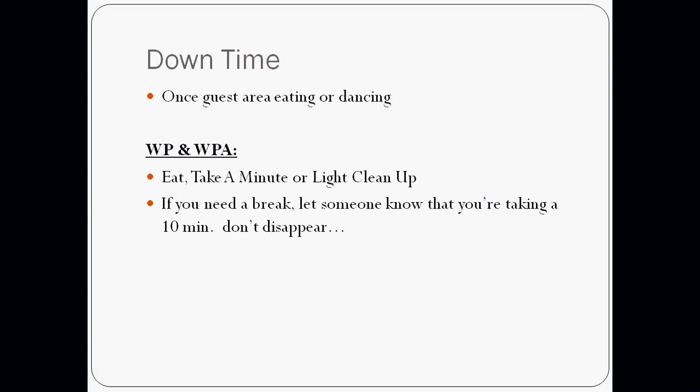During downtime, once we're done eating, once you've taken a break, if there's still a lot, we do light cleanup, like if we notice something in the ceremony needed to be picked up or something in the cocktail hour. That's when we go back and get those items if we didn't have a chance to do it prior to that, okay?